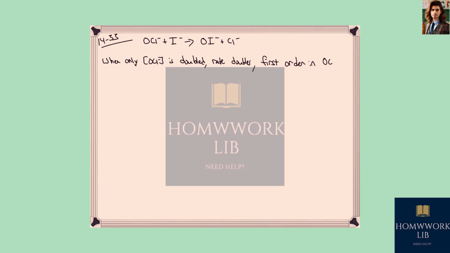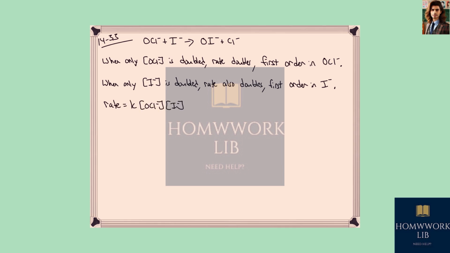But what about I-? Well, we need to see what happens when we only change the concentration of I-. When we double the concentration of I-, looking at lines 1 and 3, we see that the rate also doubles. So because a doubling of the concentration of iodide results also in a doubling of the rate, then we know it's first order with respect to iodide also.